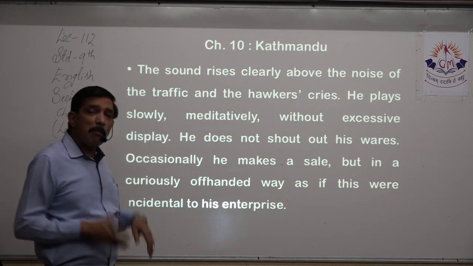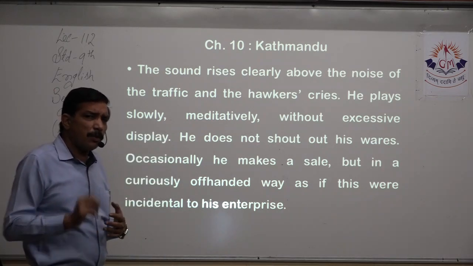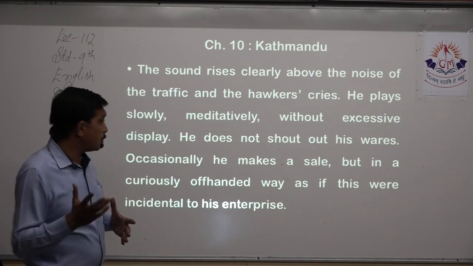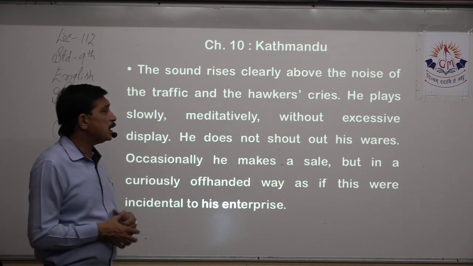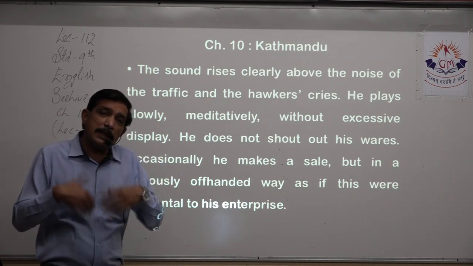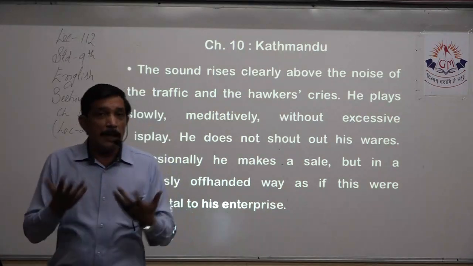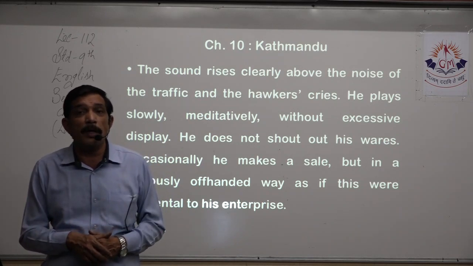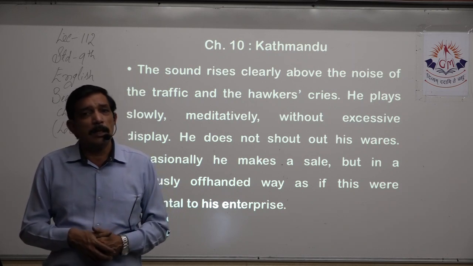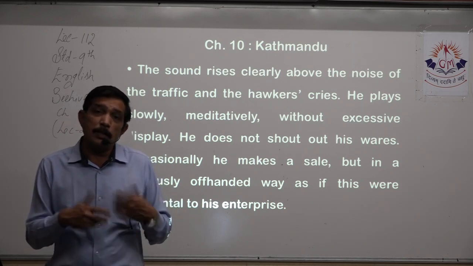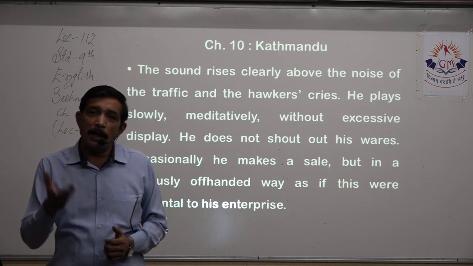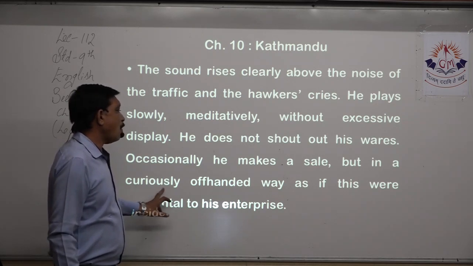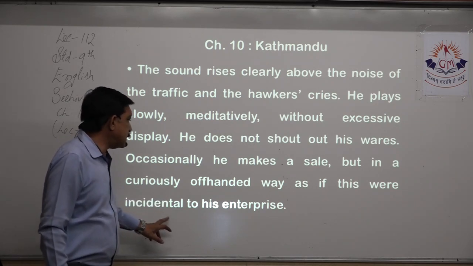He plays slowly, meditatively. Yes, he always picks a very fine tune, which is quite melodious and known to everybody, so everybody just loves to listen to it without excessive display. He does not shout out his wares because he is already displaying his art of playing the flute very well, and he doesn't need to shout to the passersby to buy a flute from him, because by playing it he displays his wares, he displays his art, and people are going to stop over there and buy a bansuri from him.